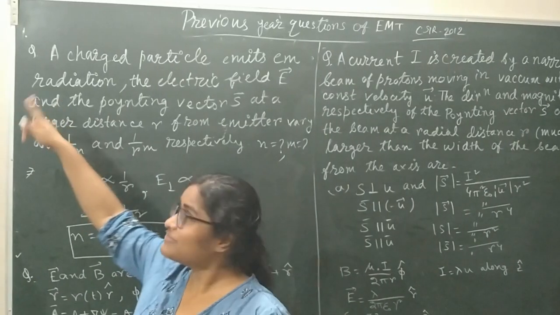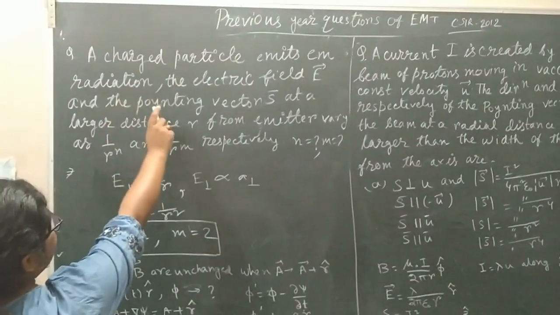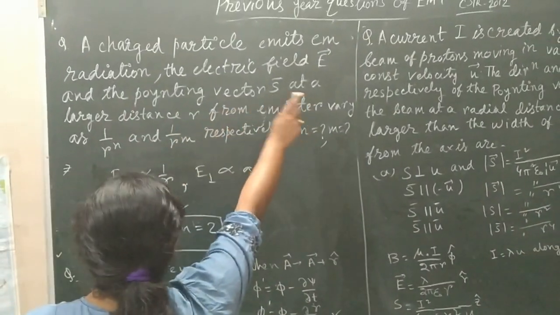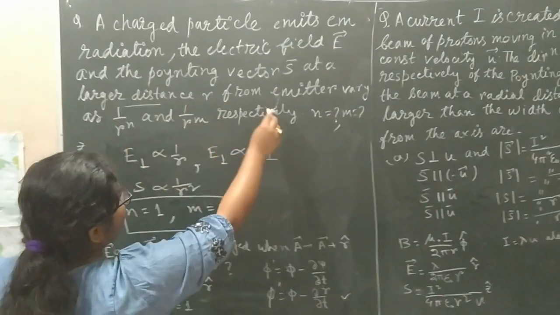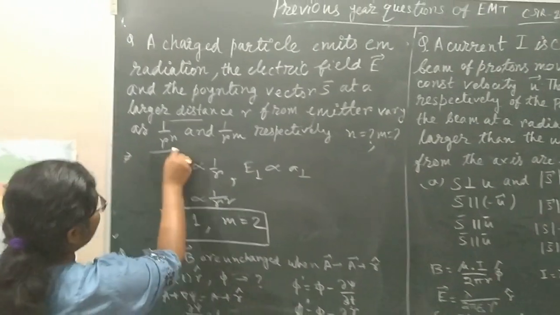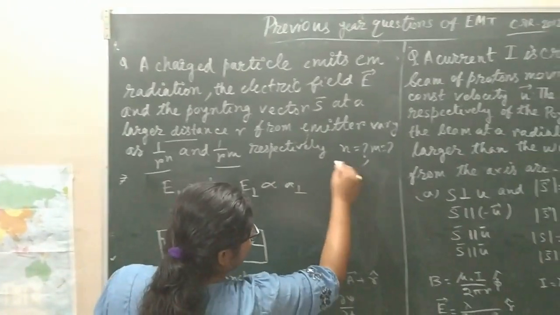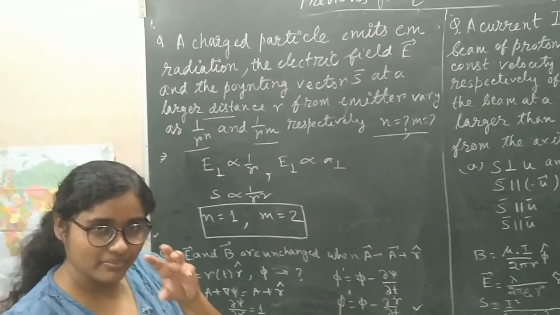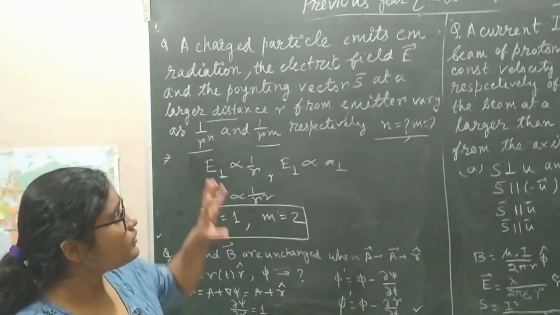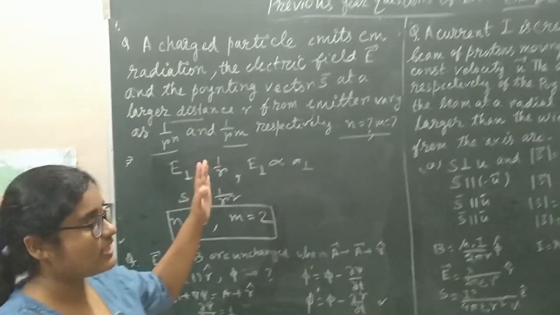Now the next question: a charged particle emits electromagnetic radiation. The electric field E vector and the Poynting vector S at a large distance from the emitter vary as 1 by r to the power n and 1 by r to the power m respectively. What is the value of n and m? Before that, I want to tell you, I have discussed in a video how an electromagnetic field is generated. Please go and watch that video.